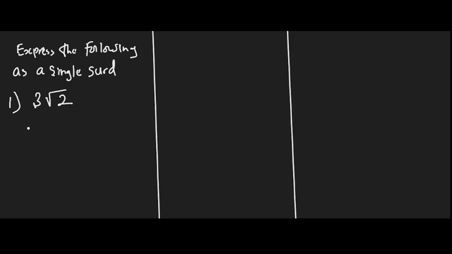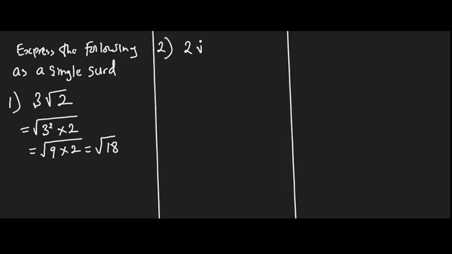All we just need to do is this. We want it to be so that we will not be having 3 outside. We want all these numbers to be under the root. What you do in this case is write the root, take this 3, square it and multiply it by the 2. Here we are going to have square root of 3 square, which is 9, that is 3 times 3, times 2, which is going to give us root 18. We have expressed 3 root 2 as a single surd.